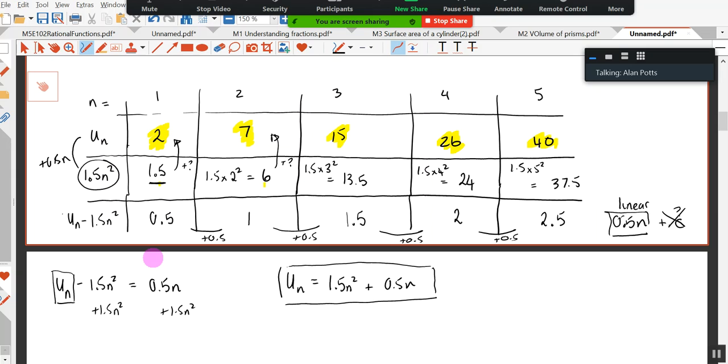Any comments? Is that easier or? I think it's more confusing.